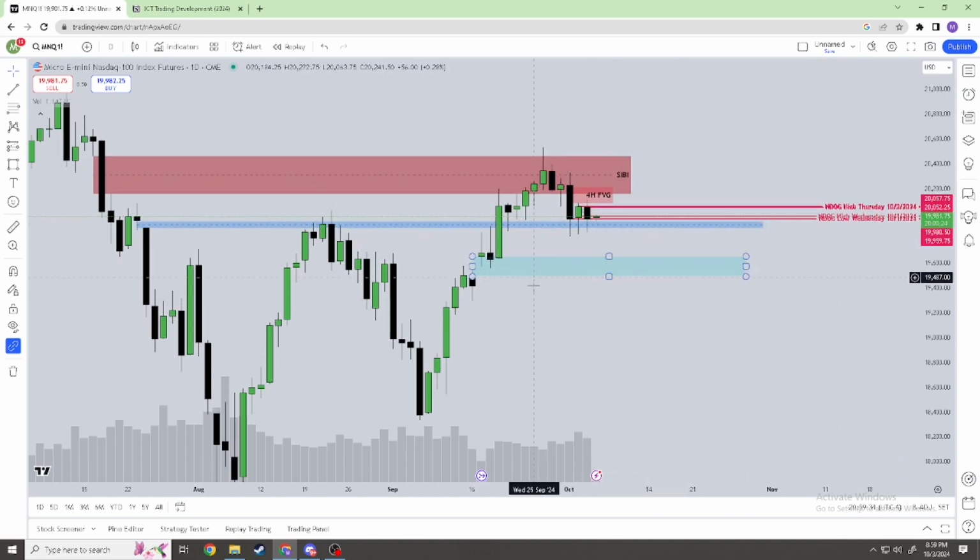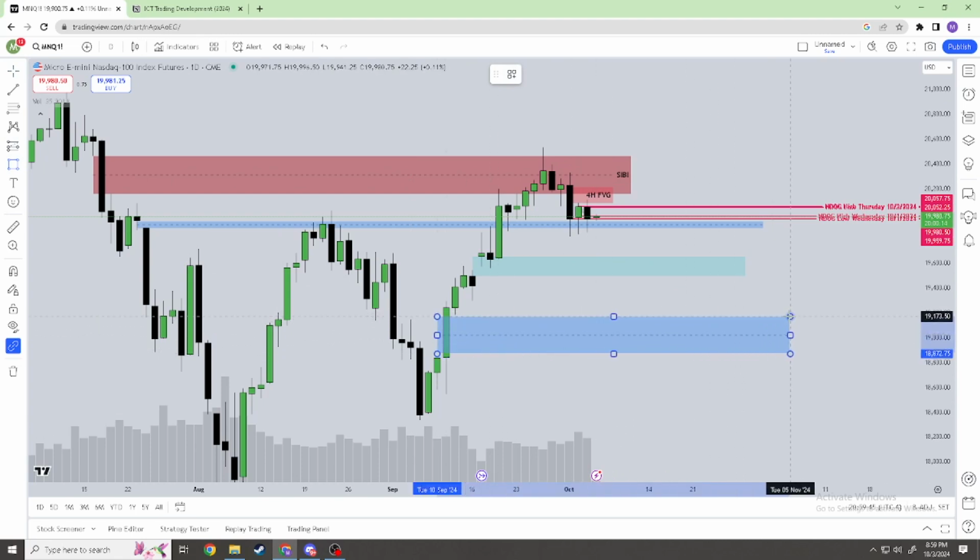And so I look to come back into this one-day volume imbalance as it has not been filled and acts as a magnet, as well as we have a large fair value gap down here that would be in the discount of this range. So it could be filled, it could be used as a magnet for price and then go higher, or it could stop here at this imbalance.